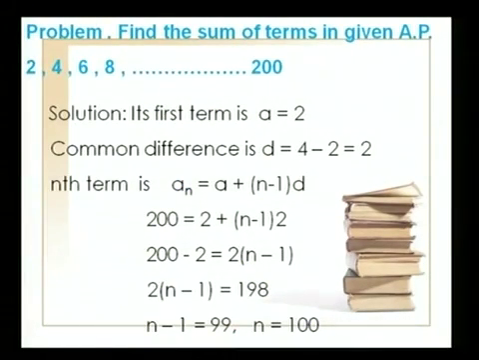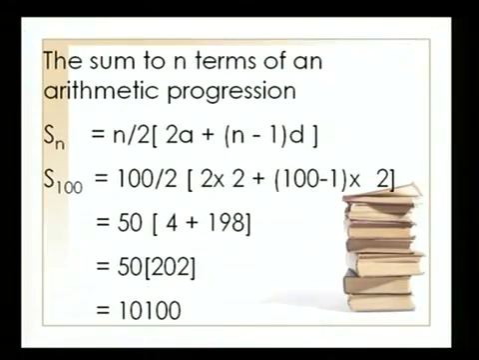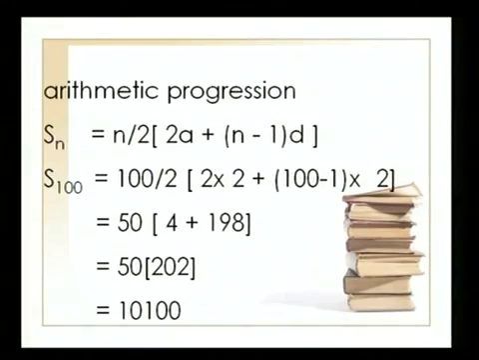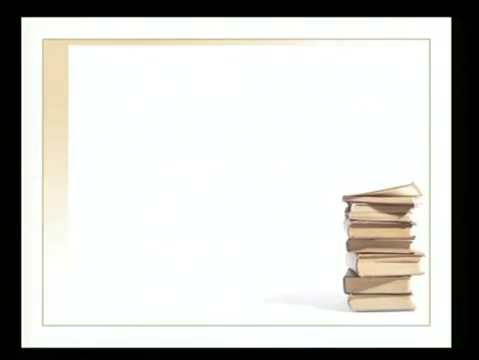And this is also another example. Given a is equal to 2 with common difference 2, and given the nth term is 200. And this is also another example for the sum of the nth terms. Here given a is equal to 2 and the nth term is 100.